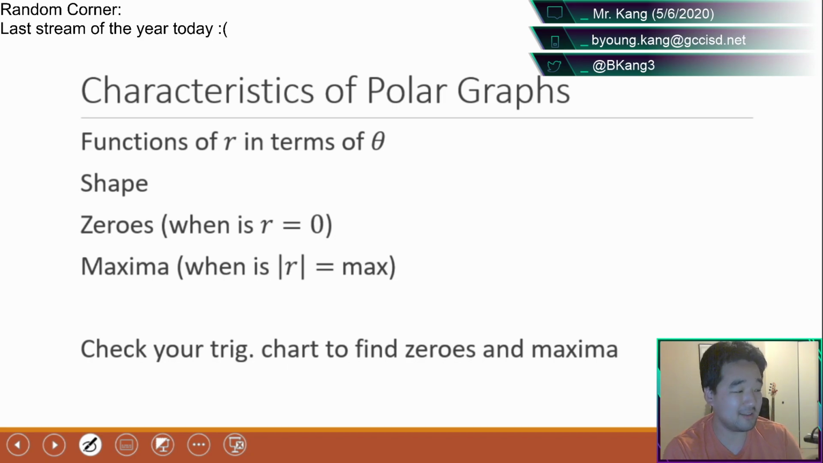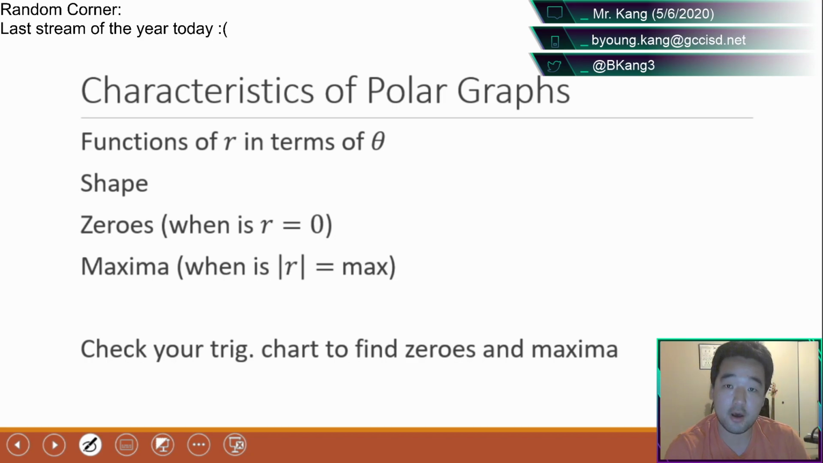There are 4 distinct shapes of polar graphs. Now, the nice thing about it is they all either use sine or cosine. So you're not going to have to worry about tangent or any of your cosecant, secant, cotangent ones for the rest of the year. And then you've got to figure out where your zeros are, where your r is equal to 0, and where your maxima are. So that's going to be the furthest out that your graph ever gets from the origin.